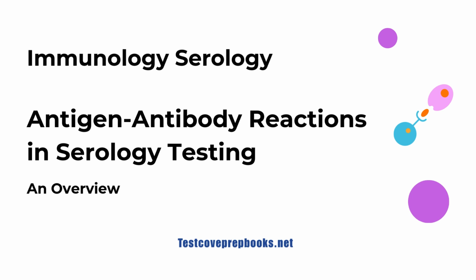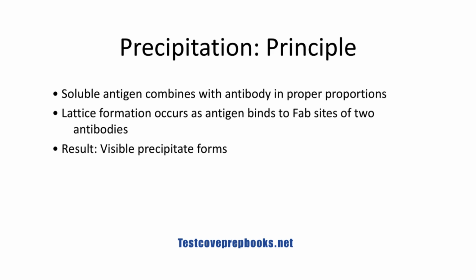Let's explore the antigen-antibody reactions used in serology testing. Precipitation occurs when a soluble antigen combines with its corresponding antibody, provided they are present in the right proportions. This leads to lattice formation, where the antigen binds to the FAB sites of two antibodies. The result is the appearance of a visible precipitate.